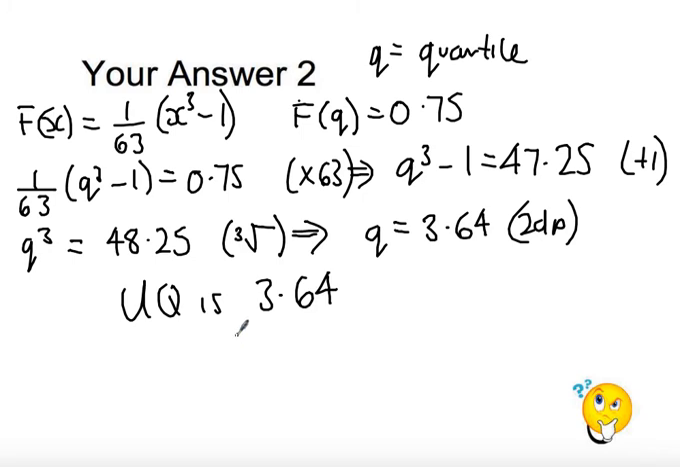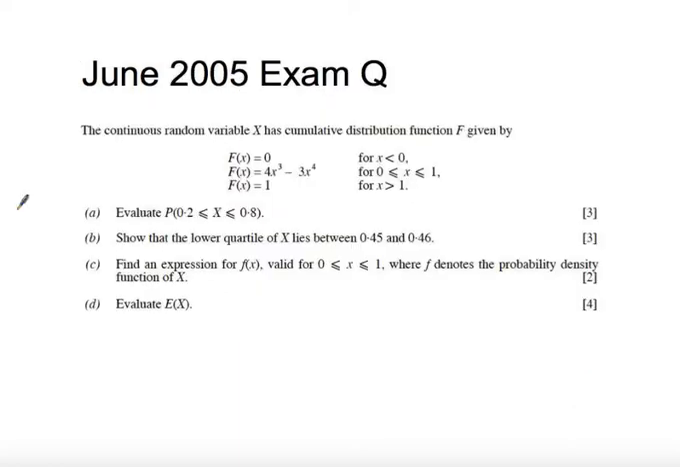Okay, well I hope that example made sense and that you're feeling confident that you can now attempt to find medians and quartiles and percentiles for yourself. Let's finish off today's video just by looking at an exam question, pulling all the skills for continuous random variables together. So this exam question comes from June 2005.